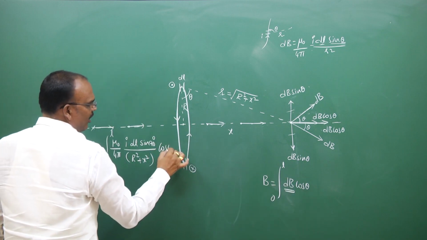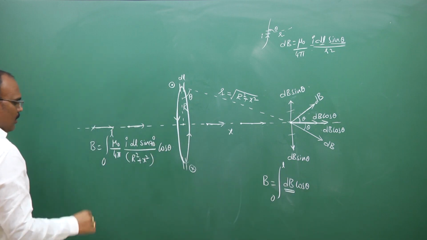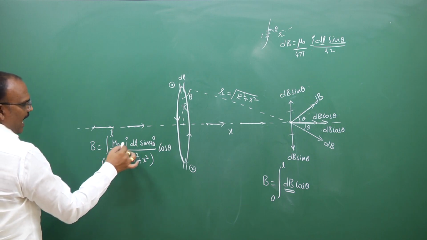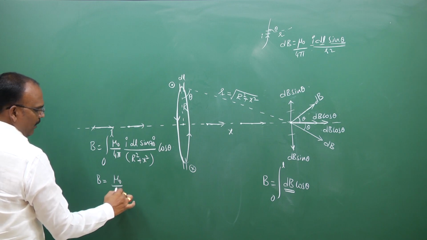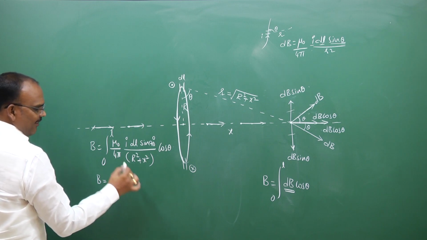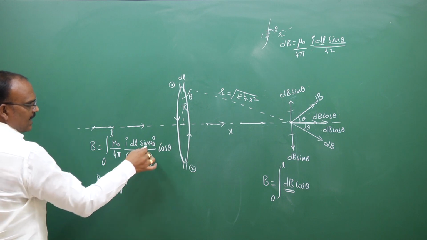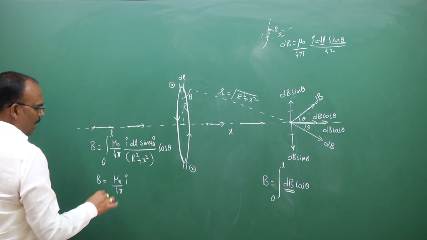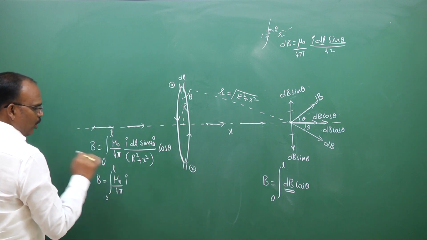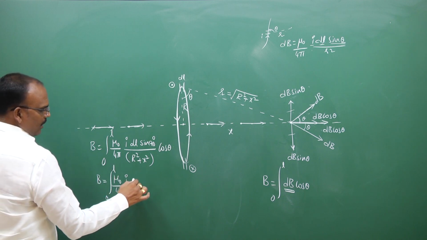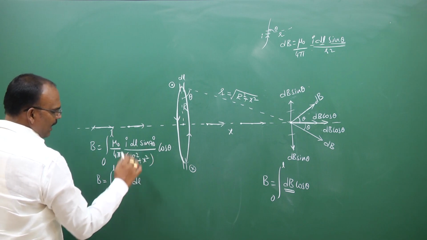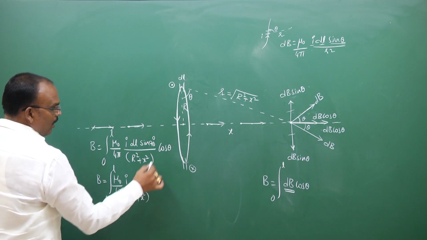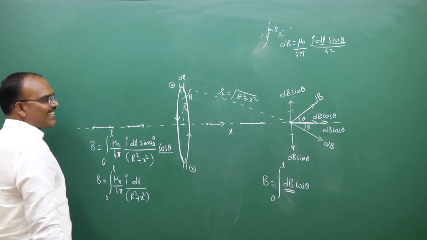So we will maintain cos theta as it is. Now magnetic field B is equal to mu naught by 4 pi. I is constant, so mu naught by 4 pi I we will write outside. Sin 90 is 1. Otherwise we would write one more step. Later we'll take common. dl is as it is. This is 1 divided by R square plus x square. Afterwards we need to calculate cos theta.